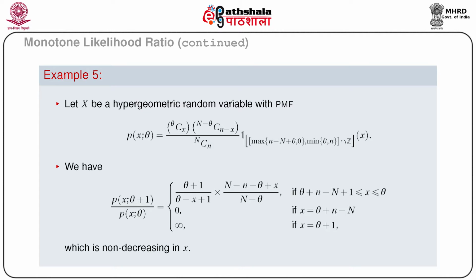Here P_x(theta plus 1) by P_x(theta) is equal to (theta plus 1) times (capital N minus small n minus theta plus x) whole, divided by (theta minus x plus 1) times (capital N minus theta), which is equal to 0 if x equals theta plus small n minus capital N, and this is equal to infinity if x equals theta plus 1. This ratio is non-decreasing in x.